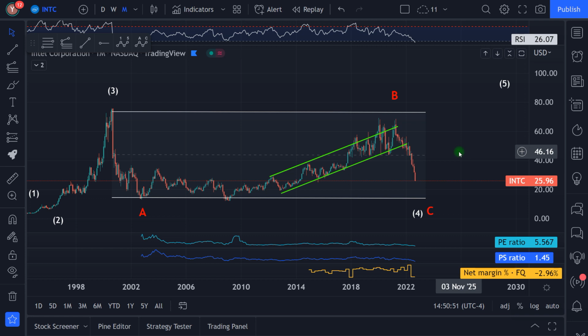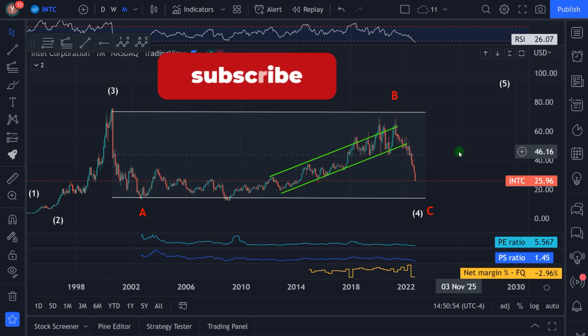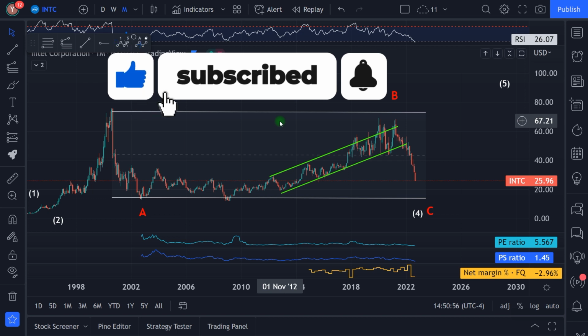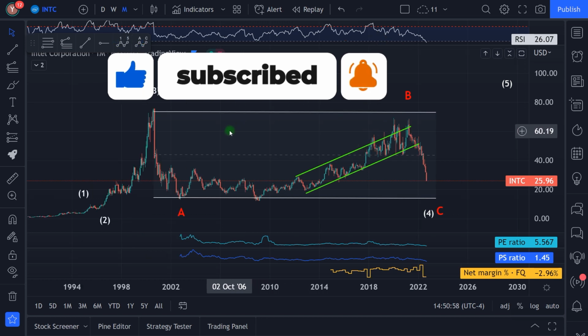Hello investors and traders, today we'll speak about Intel stock, checking technical and fundamental analysis. And let's start with the chart.